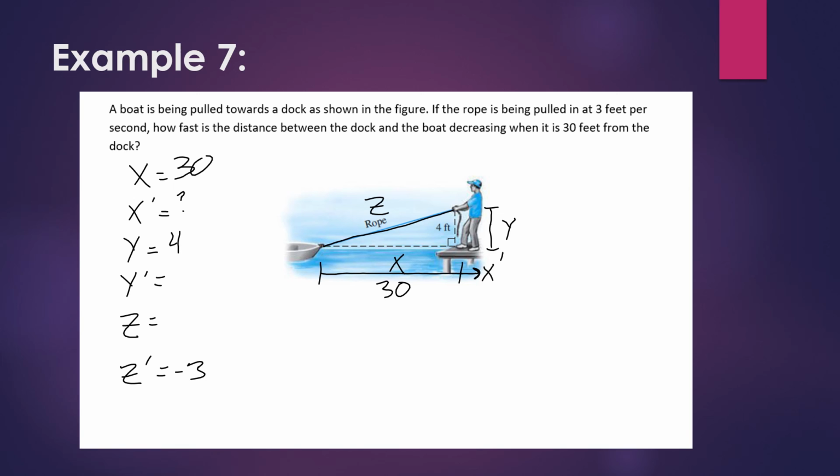And now we have to ask ourselves, is y changing at all? Is this guy moving his hands up or down? And I mean, no, he's not. This should be his fixed stance. So my y prime is going to be 0. And that leaves me with z. But this isn't too bad.